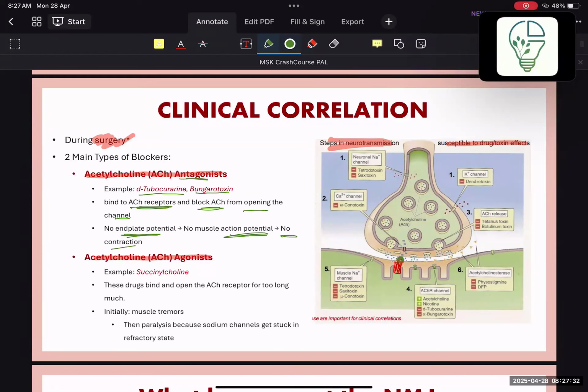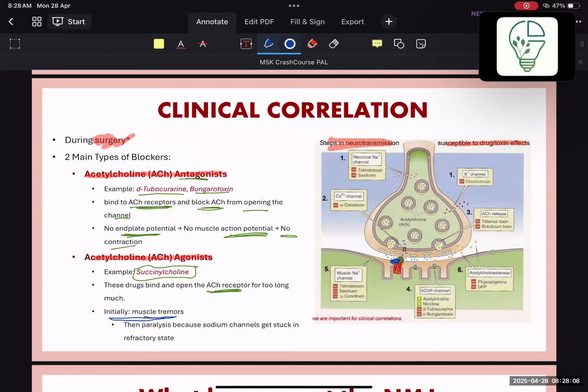They work in the same way as antagonists in the sense that the agonists will also go and bind to the receptor. However, they're different because unlike the antagonists, they will actually trigger a small response. How? Let's take succinylcholine. Succinylcholine will go and it will also bind to the receptor. But what succinylcholine does is that it will open up the receptor, just like ACH will do. It will open it up, leading to initial tremors. So when you give the patient succinylcholine, they will initially have tremors.